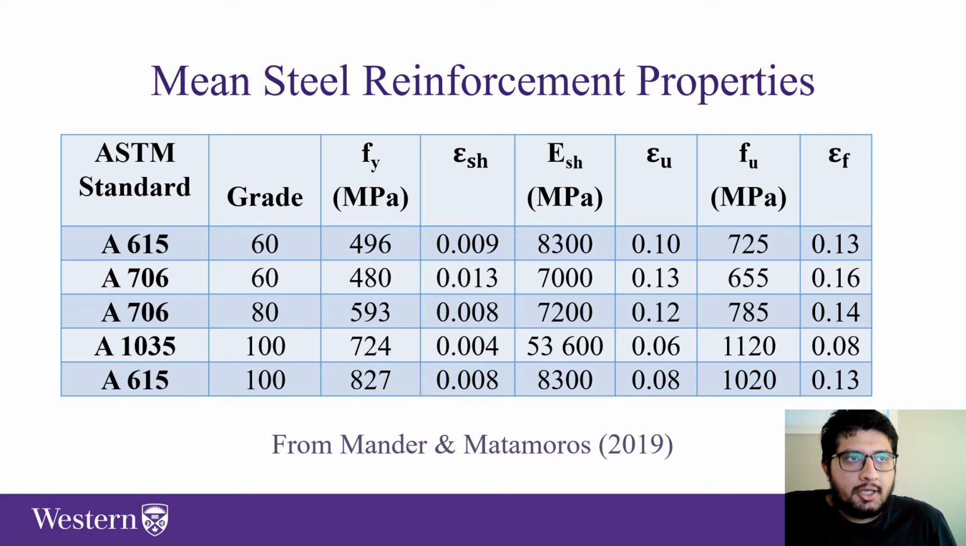F sub y is the mean yield stress of the steel reinforcement. Epsilon sub sh is the strain at the onset of strain hardening. E sub sh is the Young's modulus at the onset of strain hardening. Epsilon sub u is the ultimate steel strain. F sub u is the ultimate steel stress. And epsilon sub f is the fracturing strain in the reinforcement bar. This data is from Mander and Matamoros.